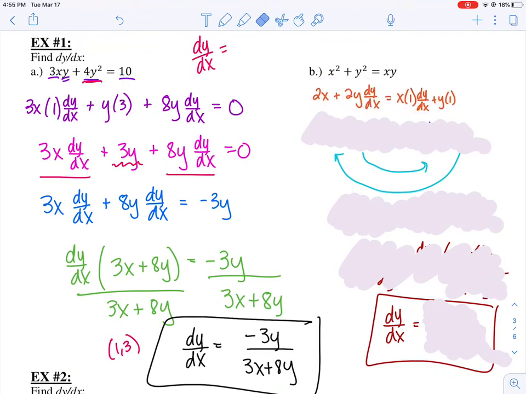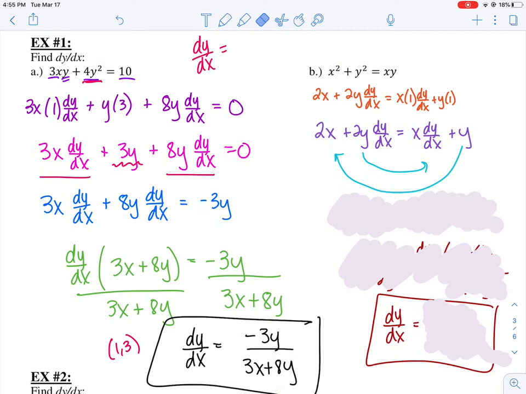All right, I got 2x plus 2y dy dx, and on this right side, you have to make sure that you use product rule. That's the first times the derivative of the second plus the second times the derivative of the first. Did you get what I got? All right, let's make it look a little bit nicer. Let's take all the terms that have dy dx's to one side, and let's move all the things without a dy dx to the other side.